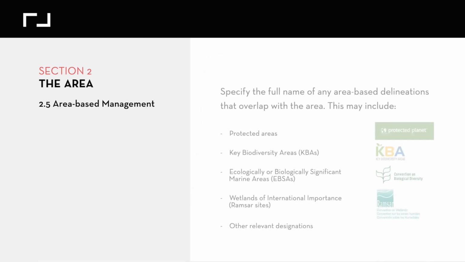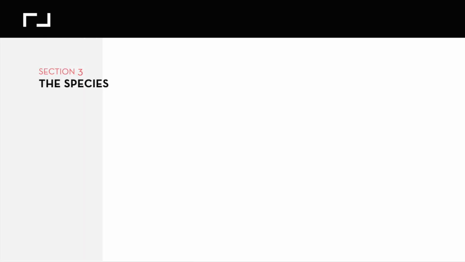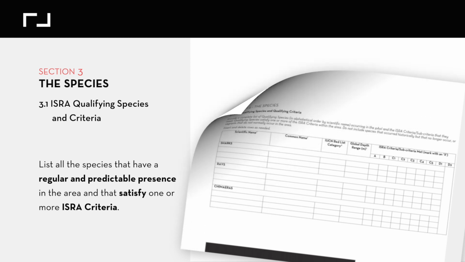In section 2.5, Area-Based Management, specify the full name of any area-based delineations that overlap with that area. Section 3, the species. This section includes two tables. The first one is the qualifying species table.